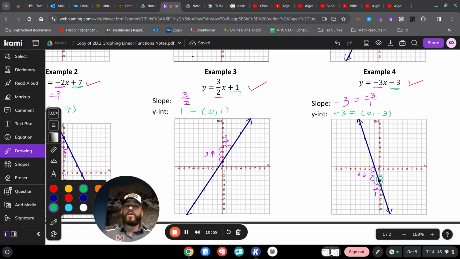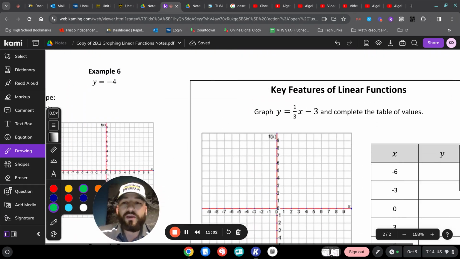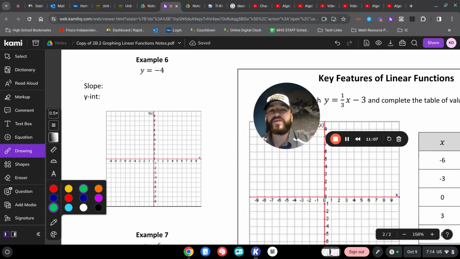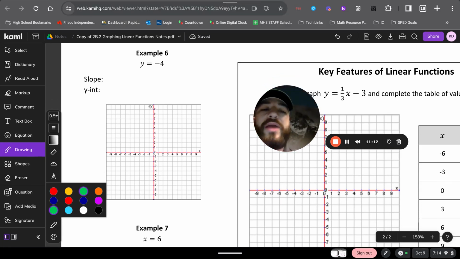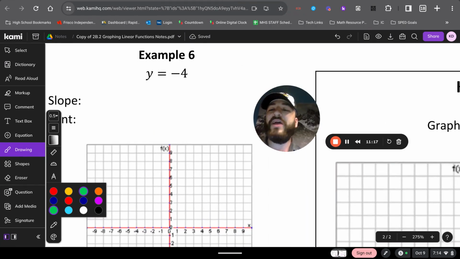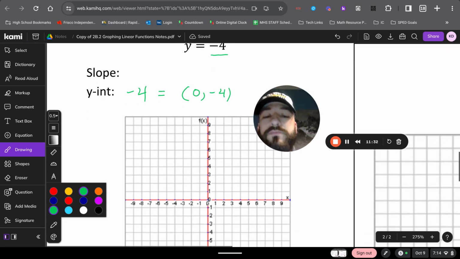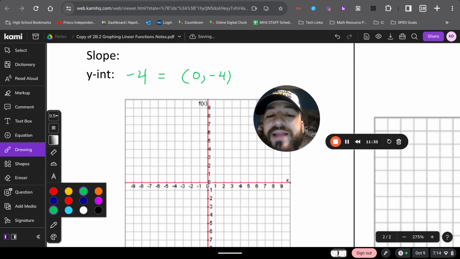Okay, so on the back, we're going to talk about some special cases real quick. So let's look at one like example 6. So right off the bat, first thing we might notice is that this is not in slope-intercept form, y equals mx plus b. We have y equals, but we don't have any x. It's kind of like we only have our y-intercept. Okay, so let's go ahead and treat it as that. So y-intercept of negative 4, which of course would give us 0, negative 4 as a point. So let's go ahead and put a point here at negative 4.